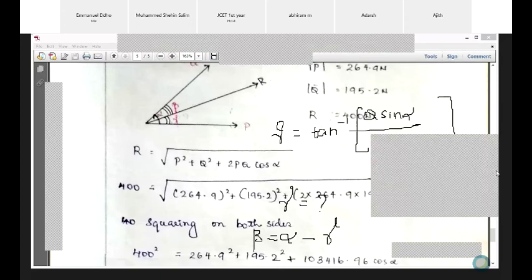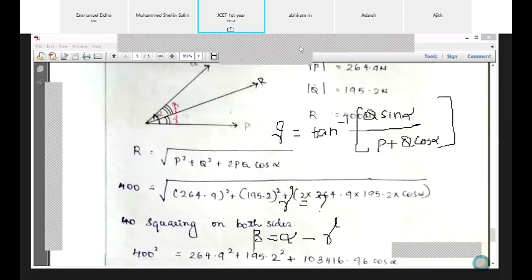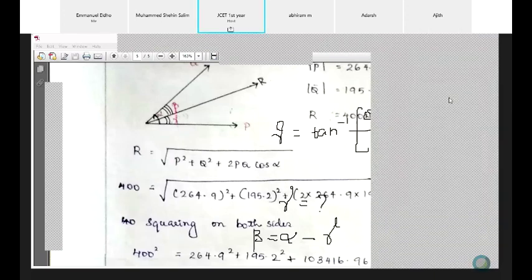Answer കിട്ടിയോ എല്ലാവർക്കും? Have you got this answer? Is there any doubt?